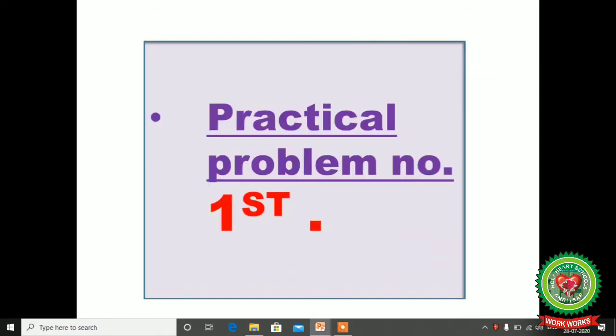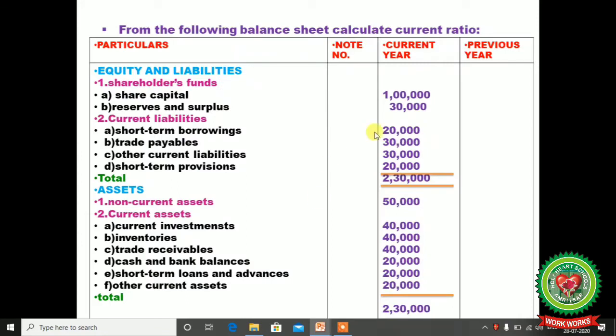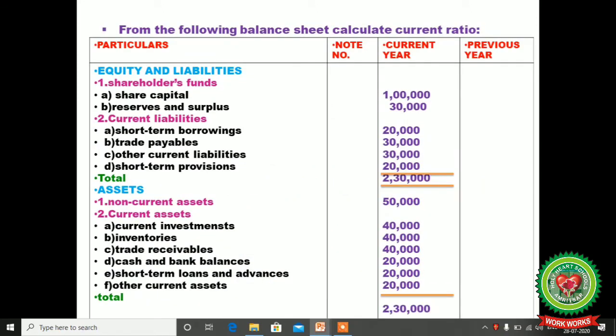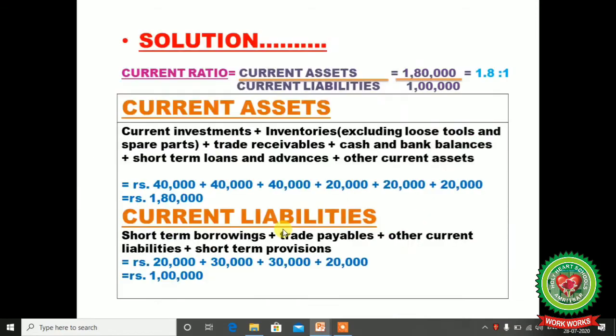Practical problem number 1. From the following balance sheet, calculate the current ratio. So, one balance sheet is provided to you as a statement. You just find out the current ratio. How to find out the current ratio? Firstly, categorize the current assets and current liabilities. Under the head C, check out the current liabilities given to you. Likewise, the current assets are also given to you. How to solve the problem? See, apply the formula: current assets divided by current liabilities.